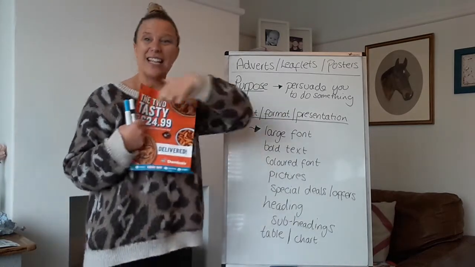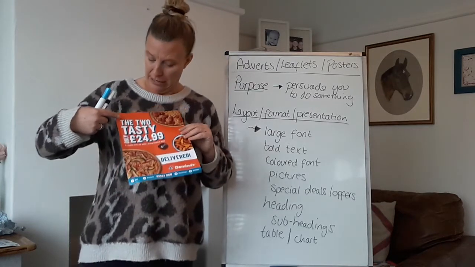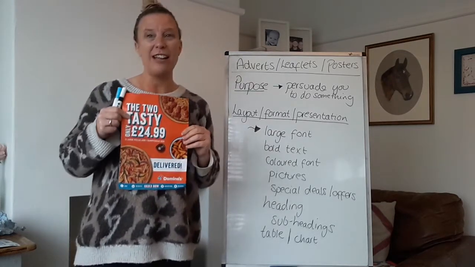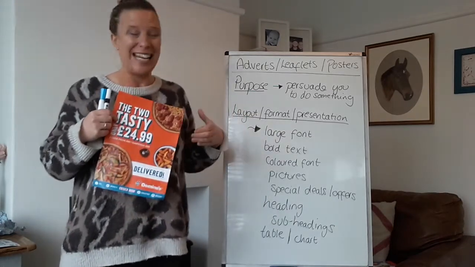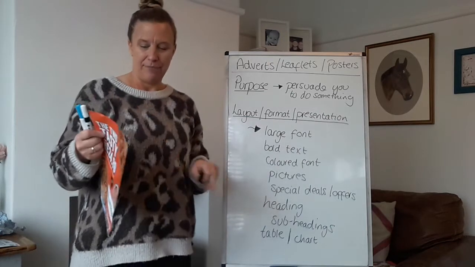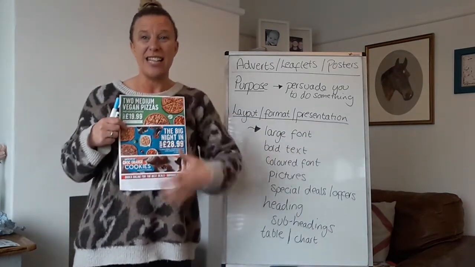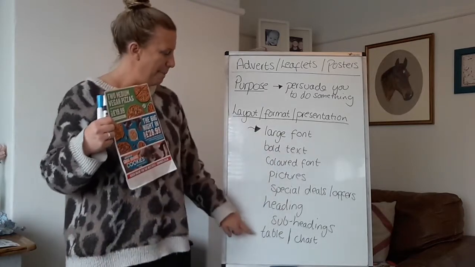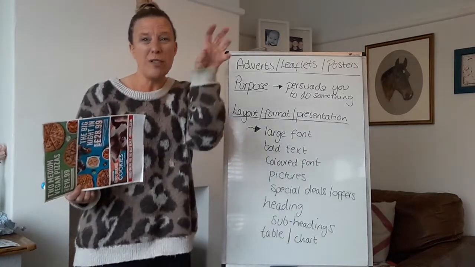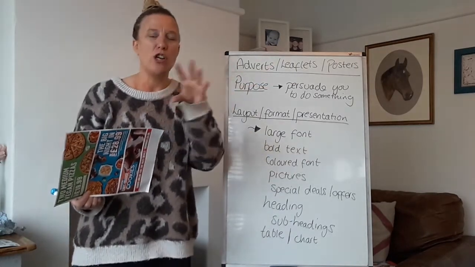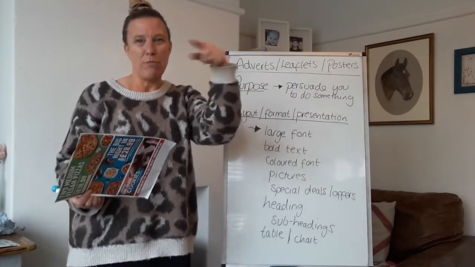It might have a heading, so it might have a main heading at the top. What's that? The too tasty. Okay, the too tasty. So a heading, like a heading across the top in big letters. It might have subheadings. Subheadings are the separate headings underneath the main heading. It might have a table in it. It might have a chart. So it might have a table with some information in, because again, you can see maybe they've got the special prices or special deals in the table or in the chart.